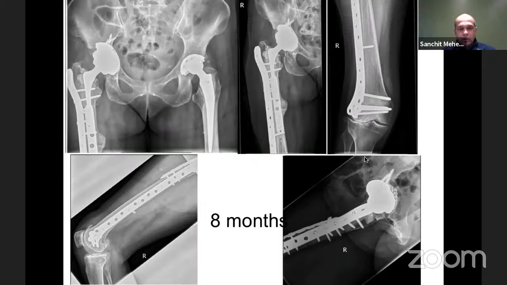So just to show that that goes on to union at the fracture site, the patient does have arthritis in the knee, and what we do about it further down the line is a different story.